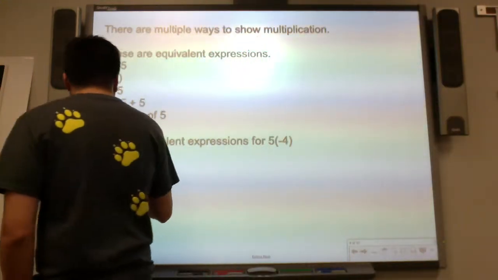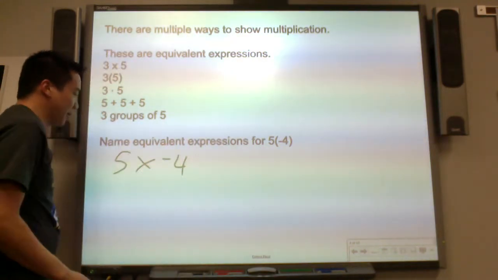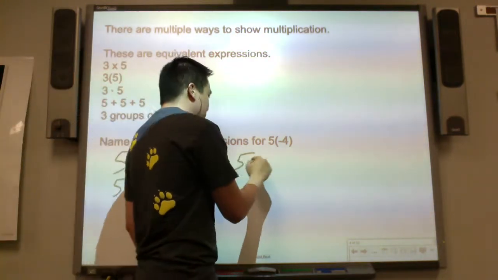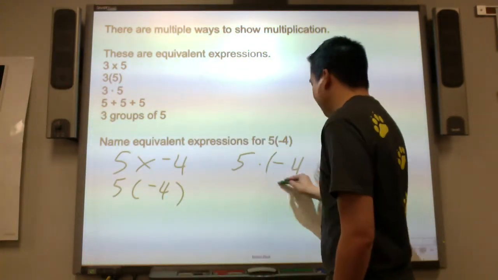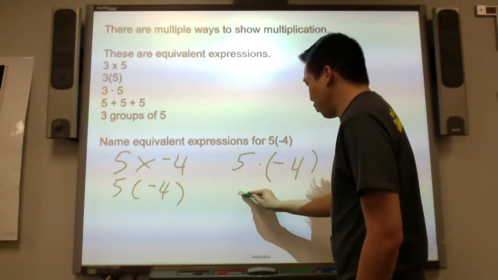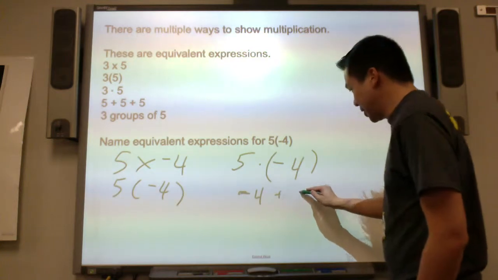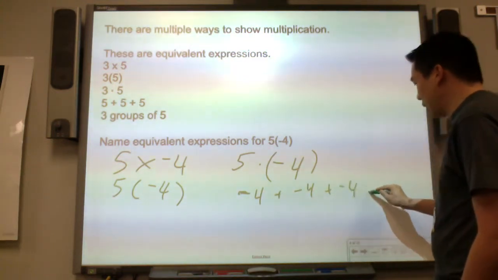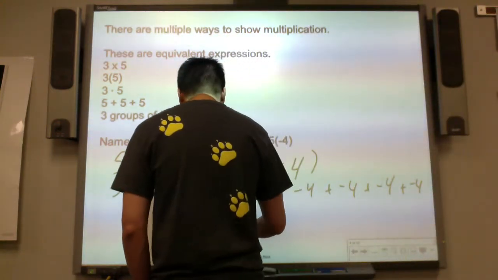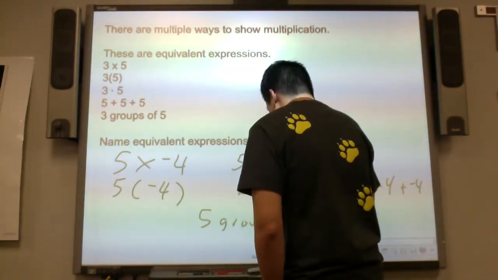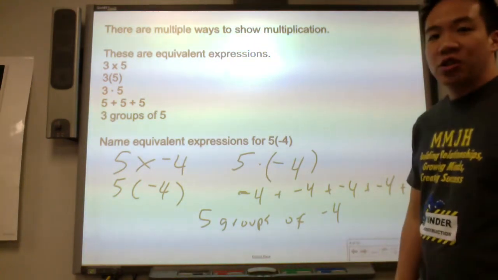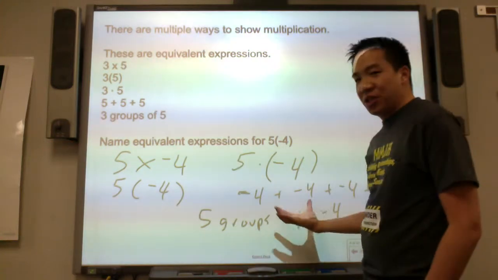You can say 5 times negative 4. That's the same thing. 5 groups of negative 4. 5 multiplication dot negative 4. And then you can write negative 4 plus negative 4 plus negative 4 plus negative 4 plus negative 4. And then you can write it in word form: there are 5 groups of negative 4. So these all mean the same thing.